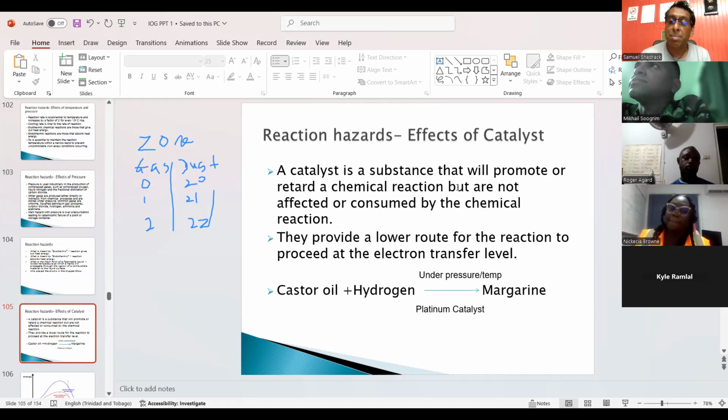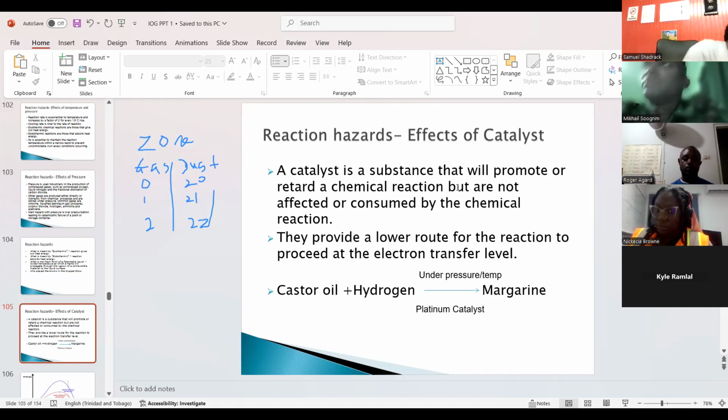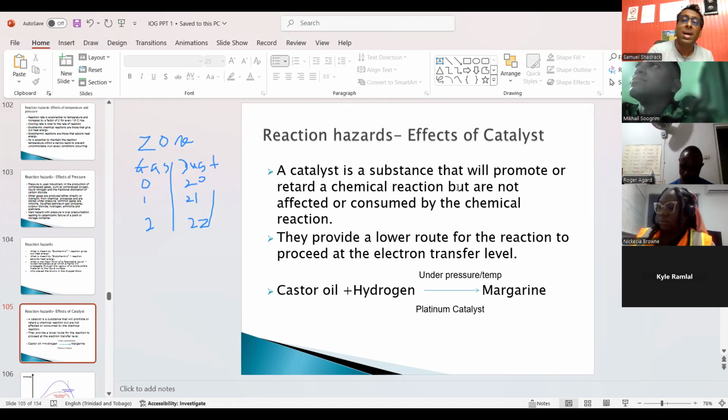Here we have how they make margarine butter. They take castor oil and, of course, hydrogen. It's under a specific temperature and pressure. And they use a catalyst, a platinum catalyst. The platinum catalyst does not affect the butter in any way, or the taste of the butter. That's what the catalyst does. What the catalyst does, it speeds up the reaction. So you get your product, the castor oil and the hydrogen come together, creating that creamy margarine, but in a faster way for the industries then, right?